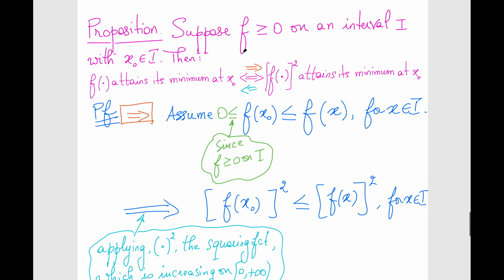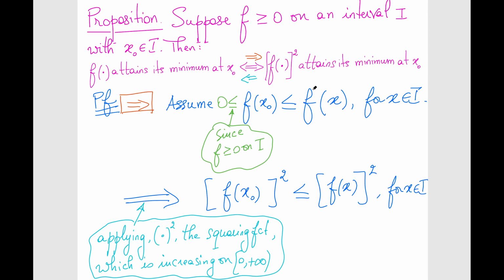But what do you know about f? f is non-negative. And what does this mean? The absolute value of f of x naught becomes f of x naught. So you go back, you're right there. f of x naught is going to be less than or equal to f of x for all x in I, and this means that f is going to attain its minimum at x naught.